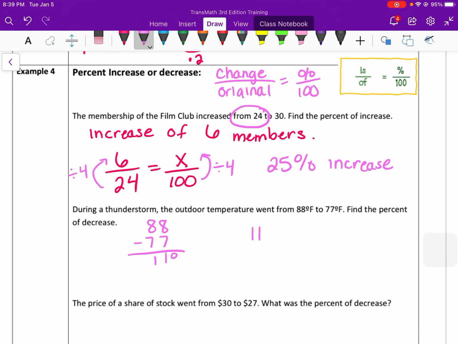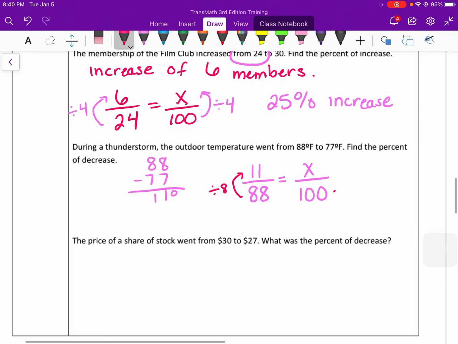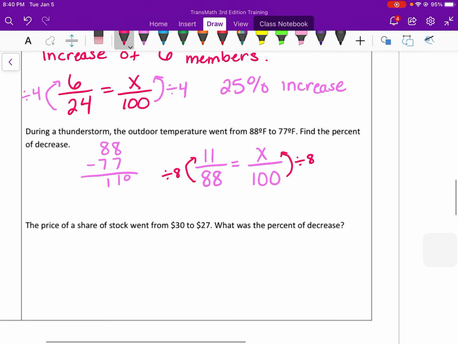So 11 degrees is what percent of the original temperature, which was 88, equals what percent over 100? We can use division again to solve this one. We could divide 88 divided by 8 would equal 11. So if we did 100 divided by 8, we would get our answer for the percent.